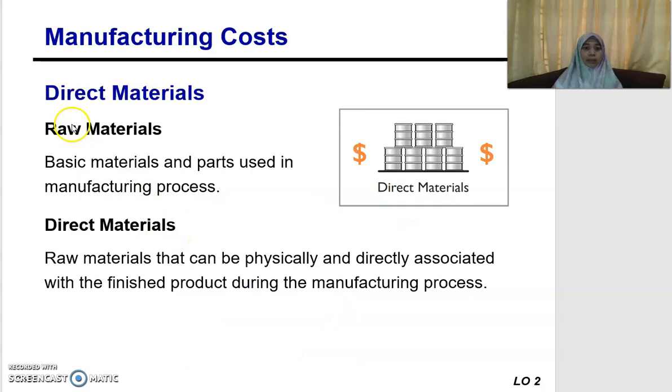Direct materials are the materials and parts used in the manufacturing process. They are raw materials that can be physically and directly associated with the finished product during the manufacturing process. For example, if you are producing a book, the direct material will be all the papers that you use to produce this book. That is your raw material.